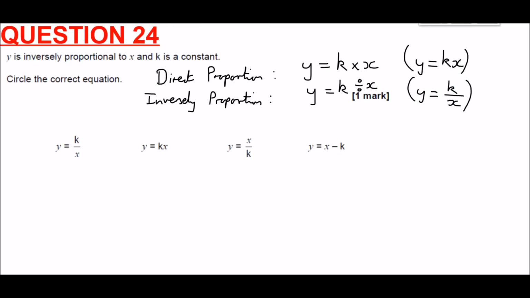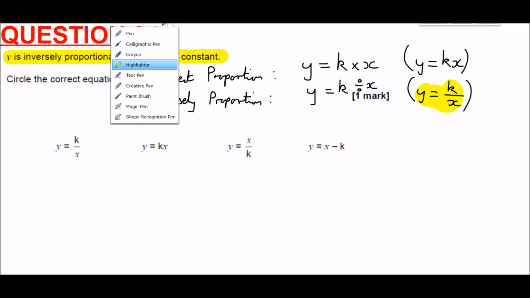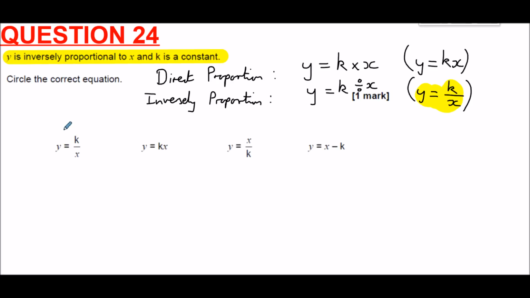K divided by x. In this case, we're wanting to find the equation which relates to inverse proportion. So which equation is like this one? It's actually the first option. And so we need to circle the first one. The second one, it's worth noting, is direct proportion. So the one we're circling is the first one, y equals k over x.